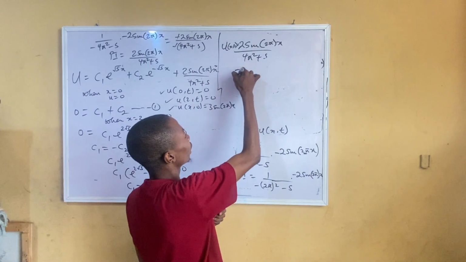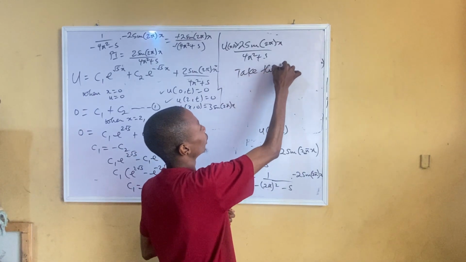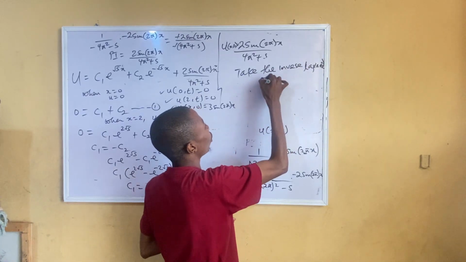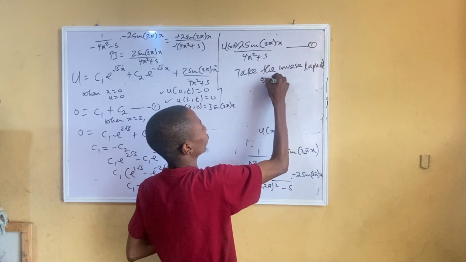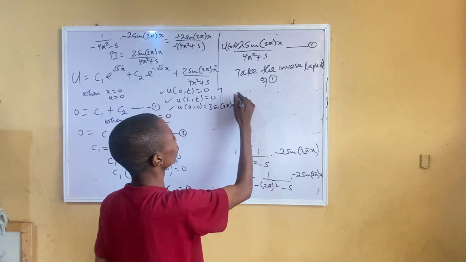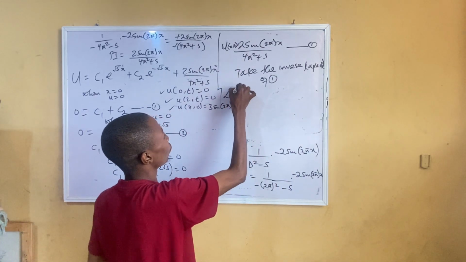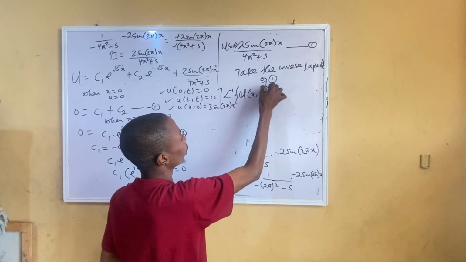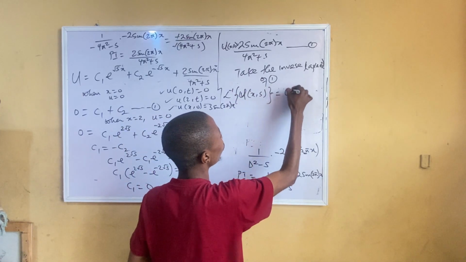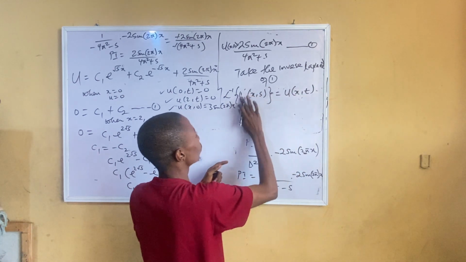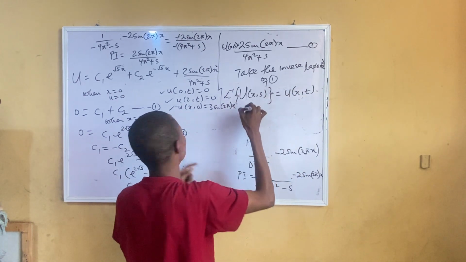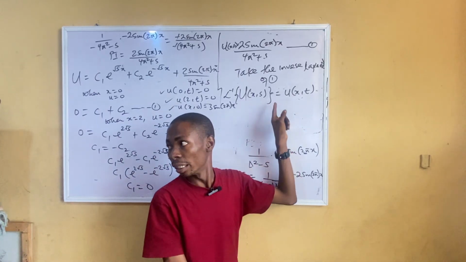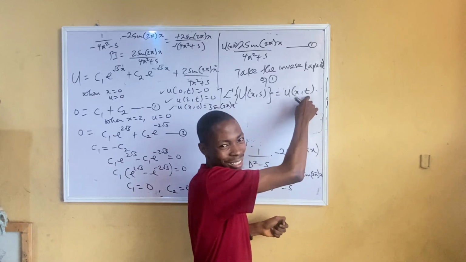So we are now going to take the inverse Laplace. If you take the inverse Laplace of u of x comma s, it will go to u of x comma t, small letter. If this one is a capital letter, please don't mind my handwriting. All these are capital letters. If you take the inverse Laplace of U of x, s, it will go to u of x, t.